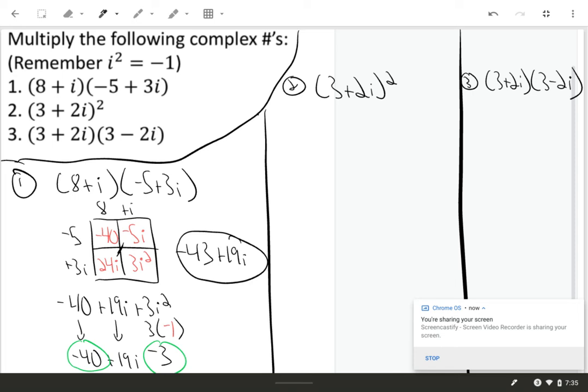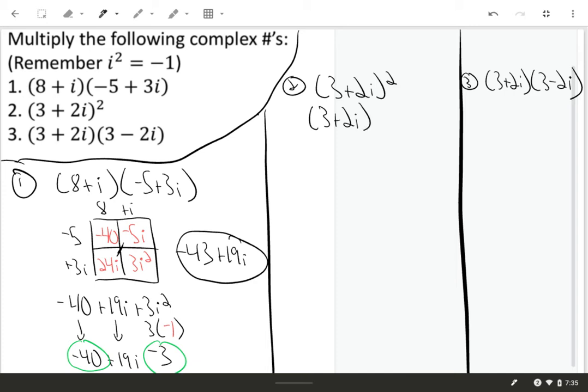Number 2 is interesting because it looks like we only have one complex number, but what we really have is one complex number that we're squaring, 3 plus 2i. So it doesn't look like we can do the box method, but we should know that squaring a number literally means taking that number and multiplying it by itself. So 3 plus 2i squared means 3 plus 2i times 3 plus 2i.